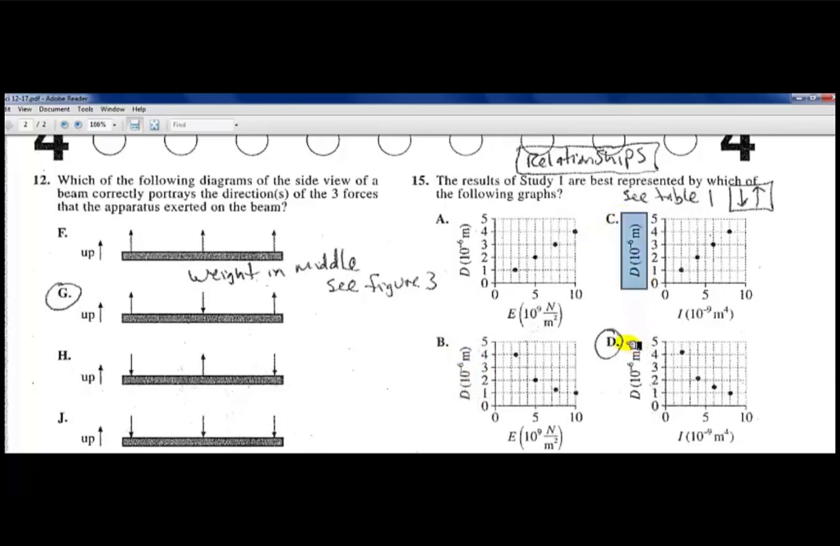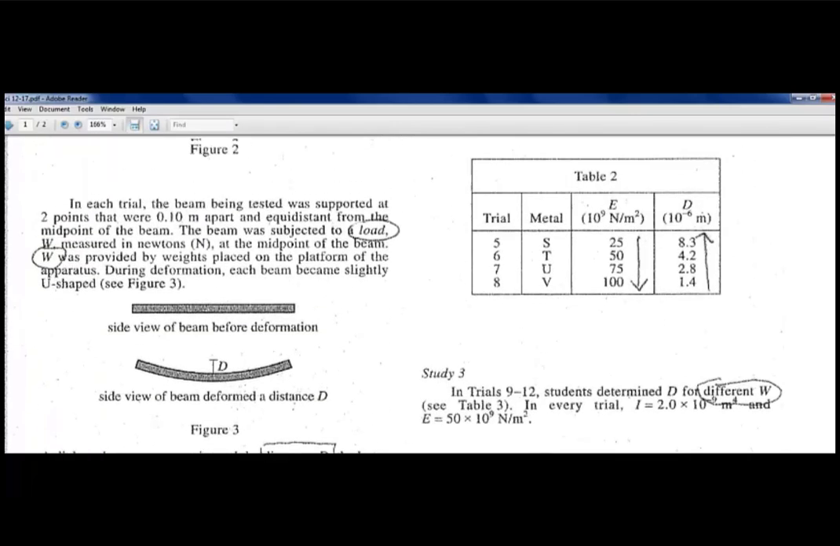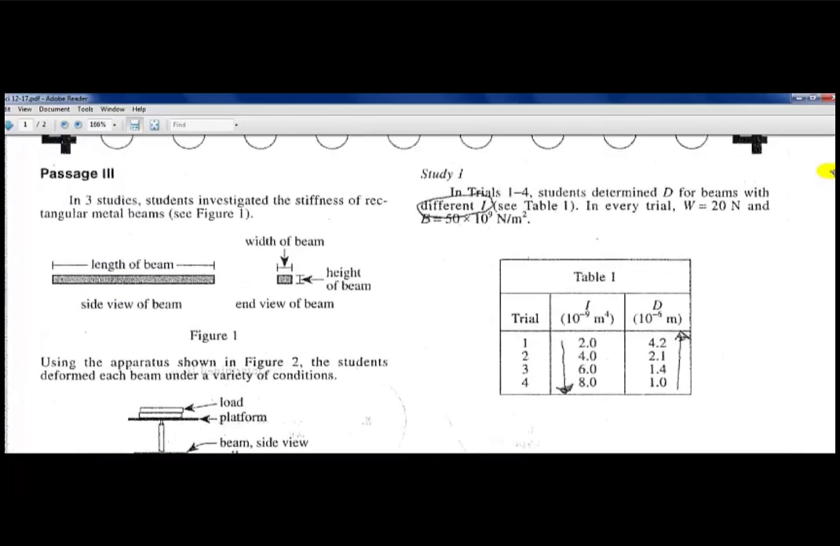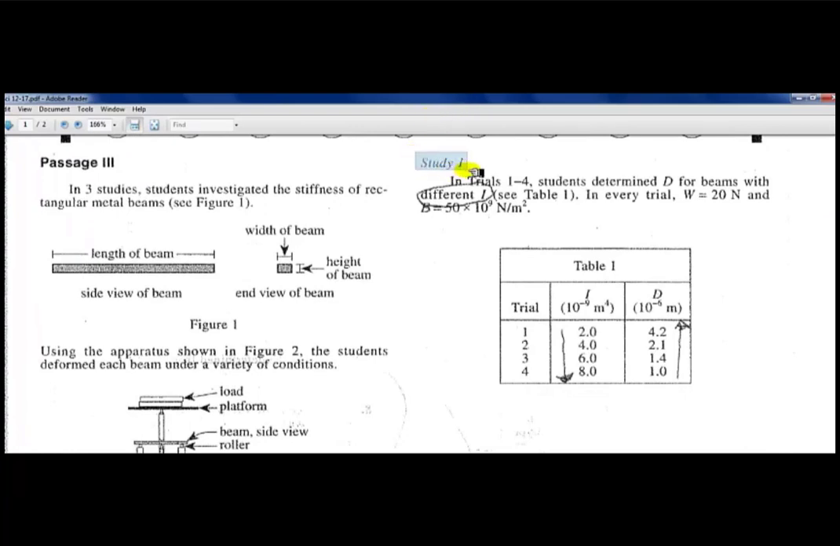Now, if you look at answer choice A, in the x-axis, we are dealing with E. In B, we are dealing with E. In C, we are now dealing with I. And in D, we are also dealing with I. So the first thing we want to do is go up to study 1 and go to the right place: are we dealing with I or are we dealing with E? Let's go on up and take a look at study 1. We can look at table 1, which is under study 1 here. In table 1, we are dealing with I.